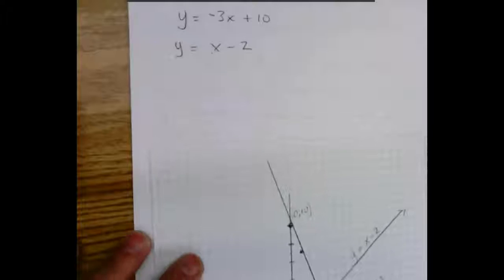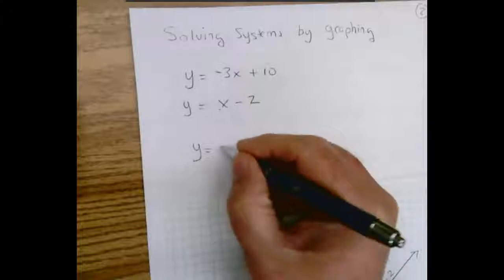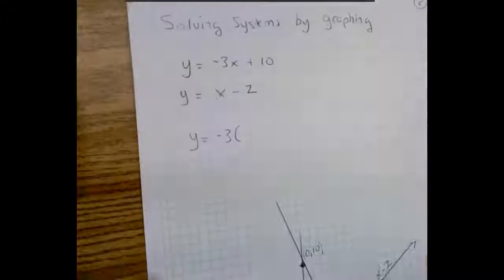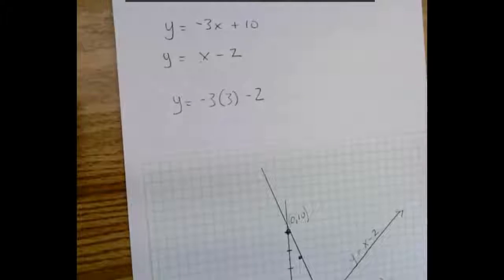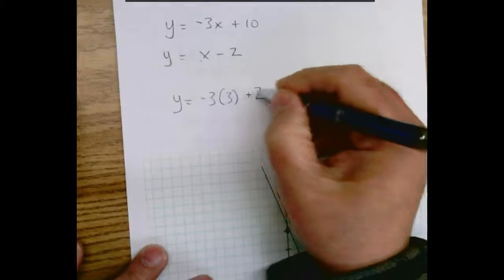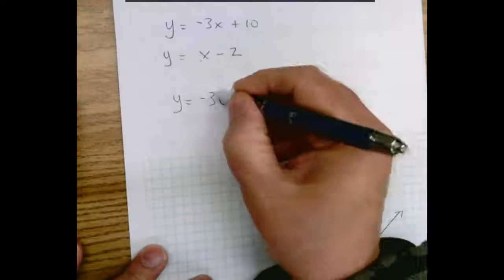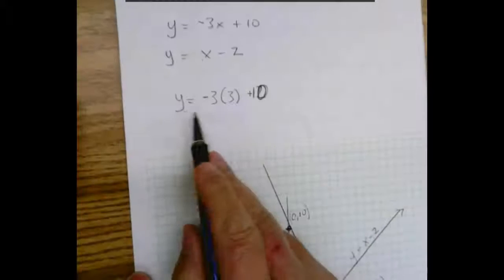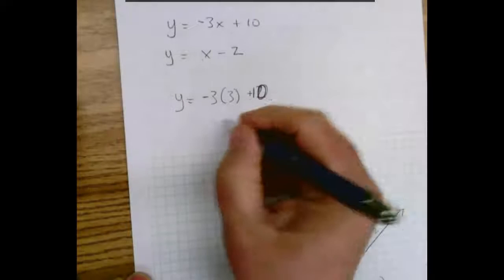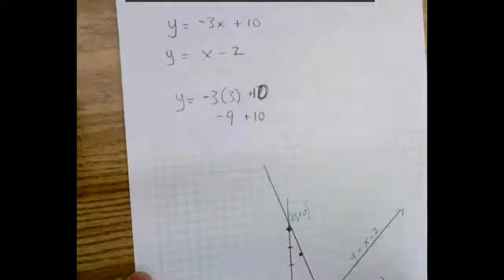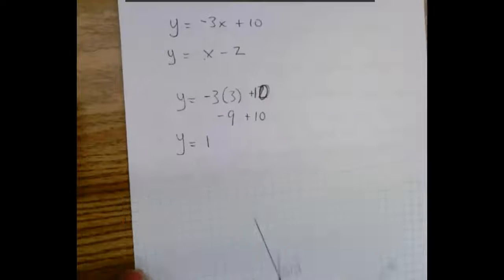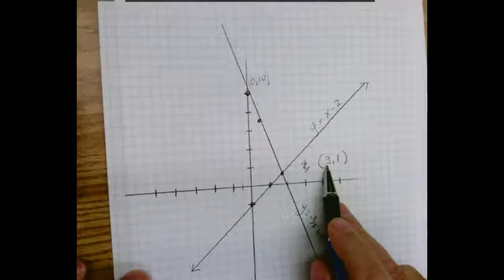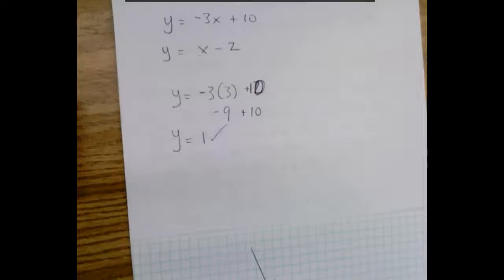So let's do that. So we have here y equals negative 3 times 3 minus 2. Oh, I'm sorry, not minus 2, plus 10, right? And so we get y equals negative 3 times 3 plus 10. So we get negative 9 plus 10, and that gives us y equals 1. And that's kind of what we have, right? So if we plug in 3 for x, we get 1 for y. Works for that one.